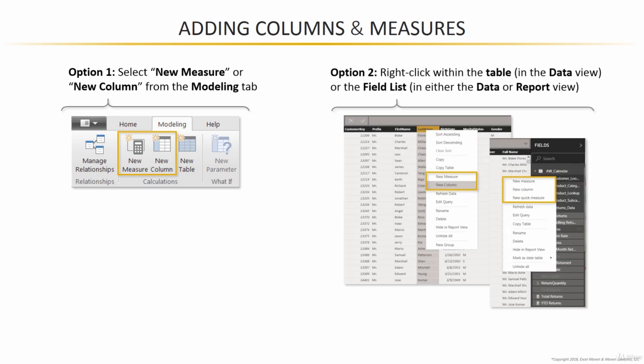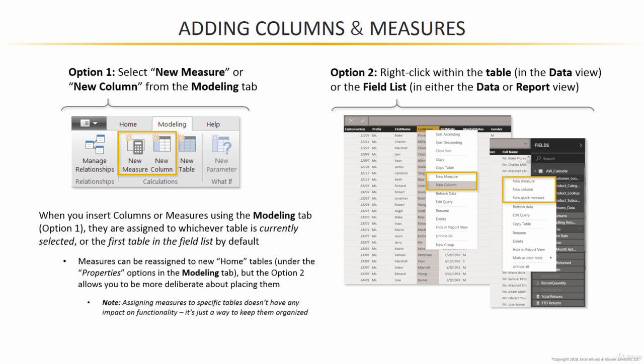And option two is to actually right click from within the table in the data view or the field list, which is available in either the data or the report view, and choose to add a new measure or column from that menu. Now, there actually is an important difference between the two approaches. When you insert columns or measures using the Modeling tab option, they'll be assigned to whichever table is currently selected, or the first table in the field list by default.